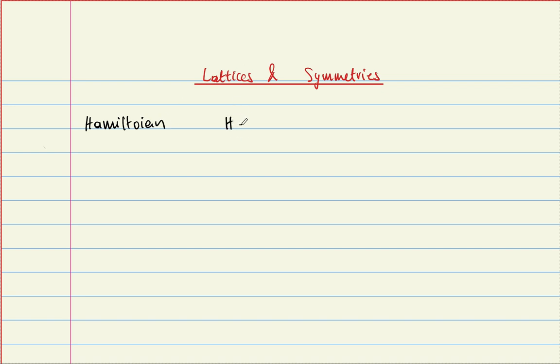Something like that. H is equal to the sum over i of p_i squared over 2m plus, typically we write it like this to prevent double counting, the sum over i bigger than j, and there's some interaction potential of R_i, a vector, minus R_j. So this could be just an electronic system with electrons, but it could also be more general, like electrons, protons, everything is labeled by these coordinates.